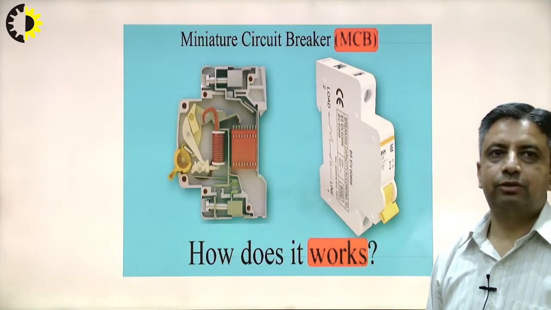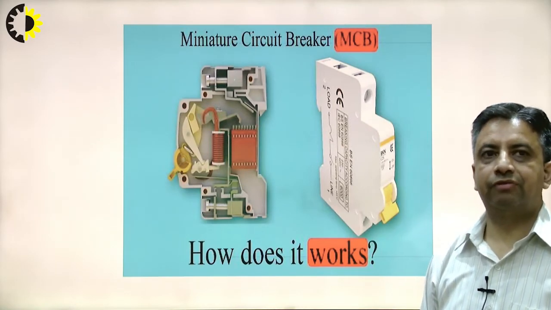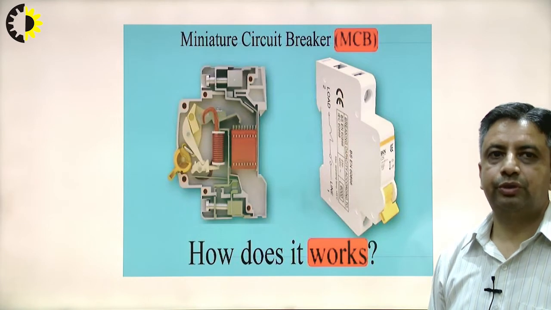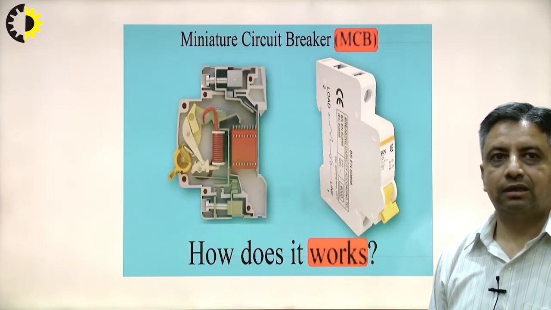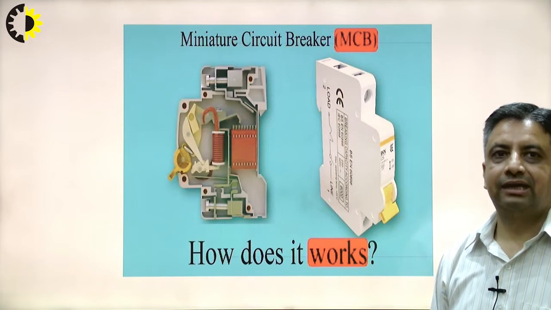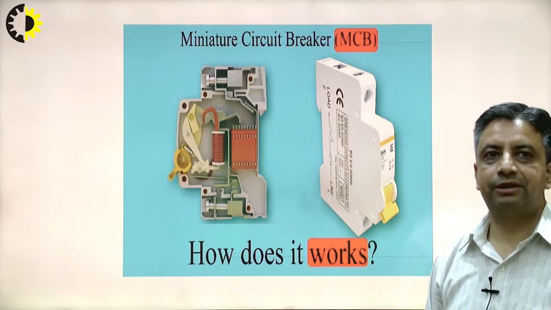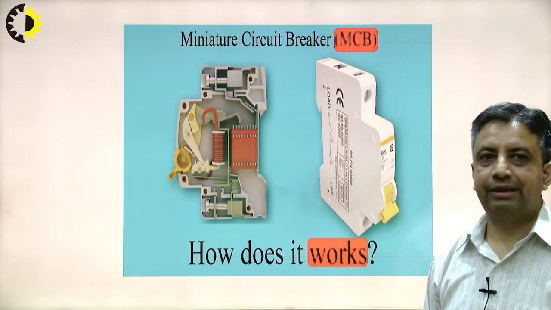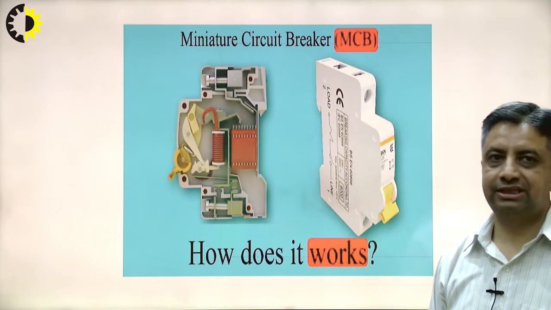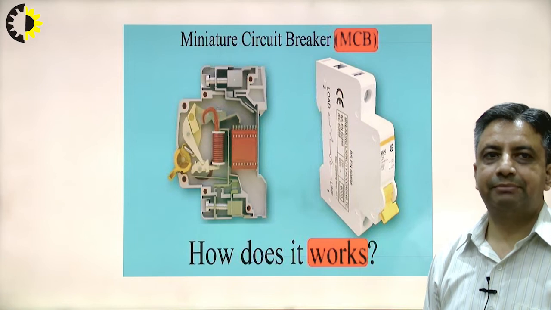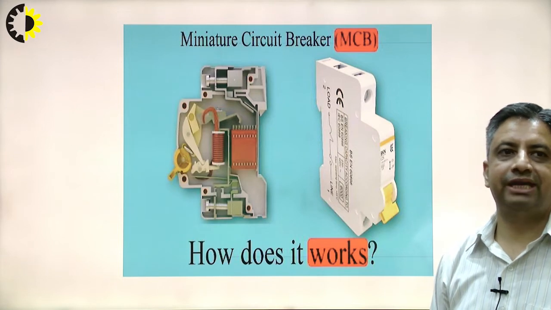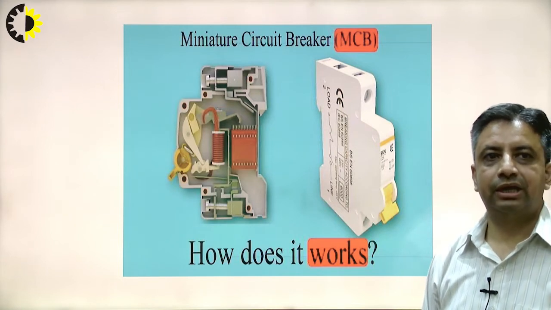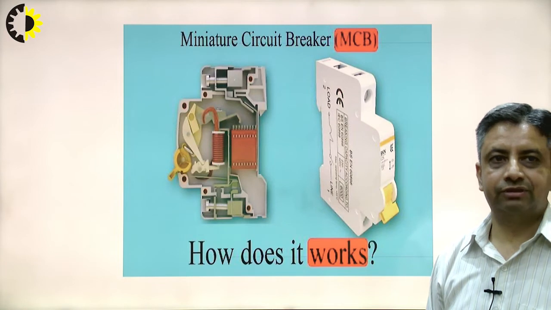Now coming to the working principle of this particular MCB. In this particular picture, you can see the picture on the right hand side. It shows the casing of this particular MCB. When you go to purchase this MCB, it looks like this. As you can see here, this is a molding in which you will find different parts that are shown on the left side of the picture.